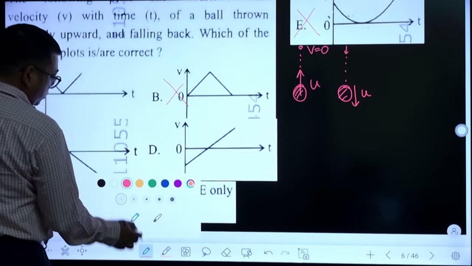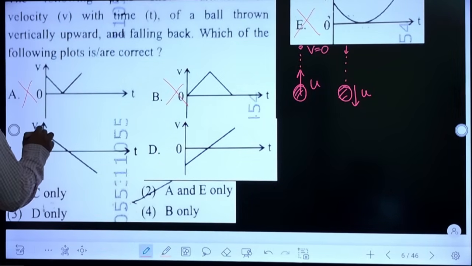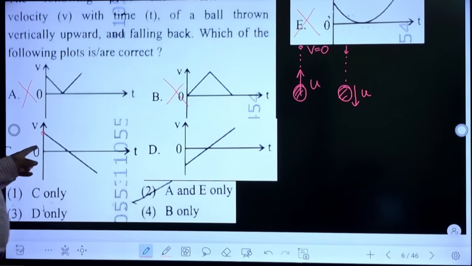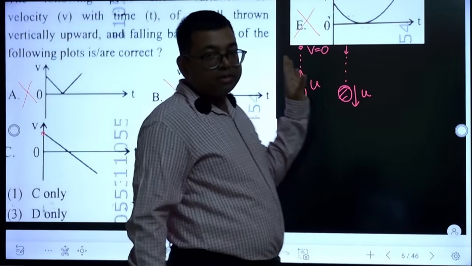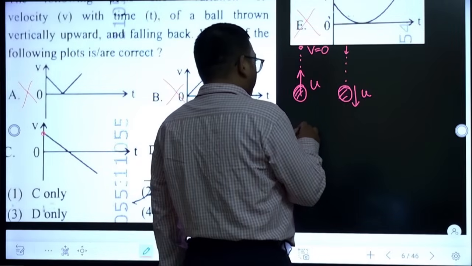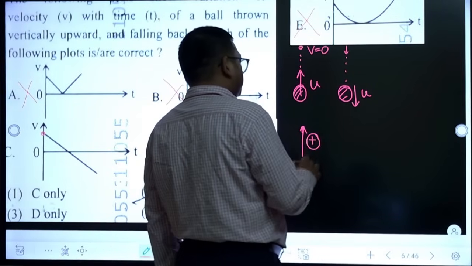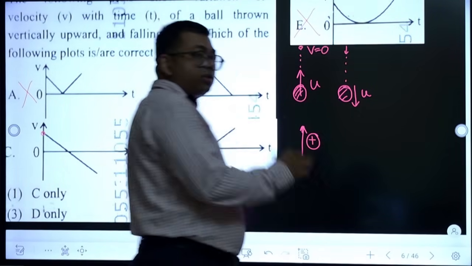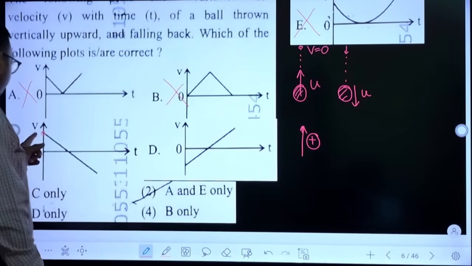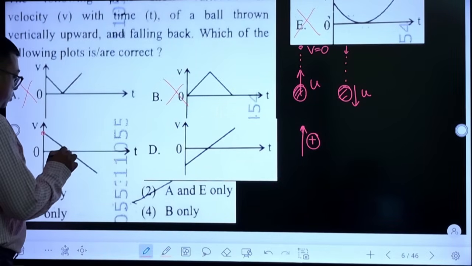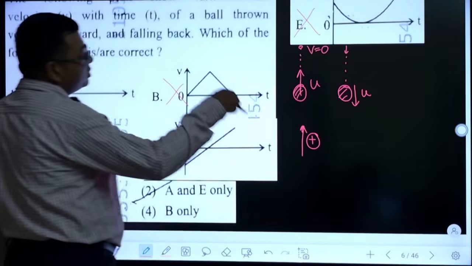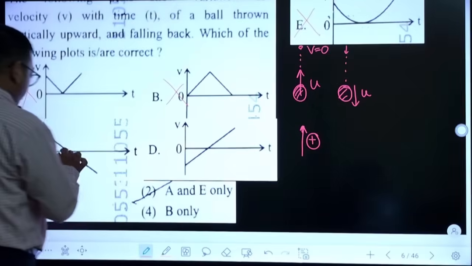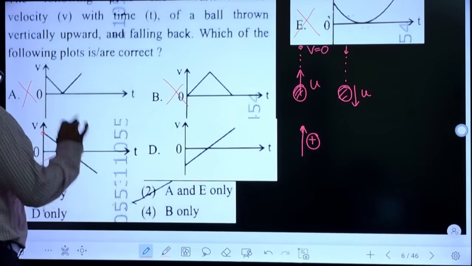So initially, if you see, it has some velocity, and here it is showing velocity positive. So suppose I consider the upward direction as positive, then it is going and the velocity is going to decrease, right? So it decreases, and when it goes to the topmost point the velocity becomes 0. After that the velocity changes direction and it goes like this. So this graph is possibly correct.